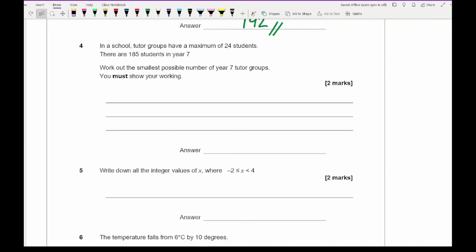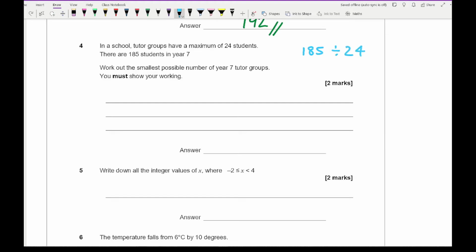So looking at question 4, it says in a school tutor groups have a maximum of 24 students. There are 185 students in year 7. Work out the smallest possible number of year 7 tutor groups. You must show your working out. So to get the smallest number of tutor groups, what we need to do is max out the number of students in each group over the total number of students. So the calculation we need to do is 185 divided by 24.